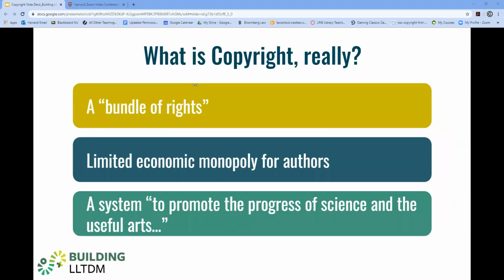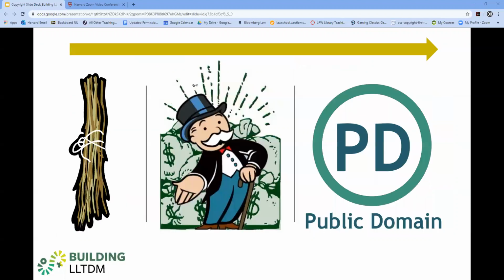So what is copyright really? Is it a bundle of rights? Is it a limited economic monopoly for authors? Or in the constitutional narrative, is it a system to promote the progress of science and the useful arts? Well, actually, for it to work, it has to be all three.